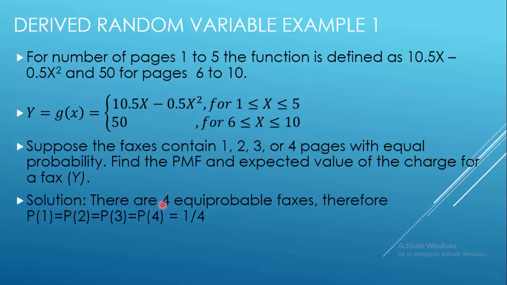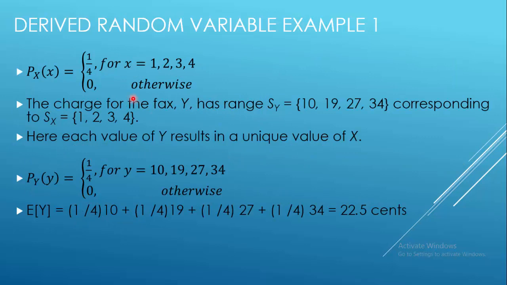Now the solution is that there are 4 equiprobable faxes. Therefore P1 equals P2 equals P3 equals P4 equals 1 by 4. All the pages have the same equal probability. Since we have 4 pages, the probability of sending 1 page, 2 pages, 3 pages, or 4 pages is simply 1 by 4 for all of them. So P of x, the probability of sending 1 to 4 pages, is equal to 1 by 4 and 0 otherwise. The charge for the fax Y has range S_Y equal to 10, 19, 27 and 34, as you can see over here.